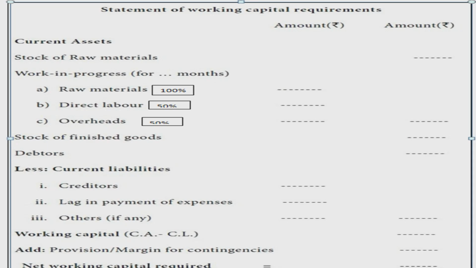Next, stock of finished goods, debtors, less current liabilities. Under current liabilities, creditors, if there is any lag in payment of expenses, or any other current liabilities, we have to deduct. So, current assets minus current liabilities is our working capital. Additionally, if there are any contingencies, we have to add them. So, finally, we will get the net working capital requirements.